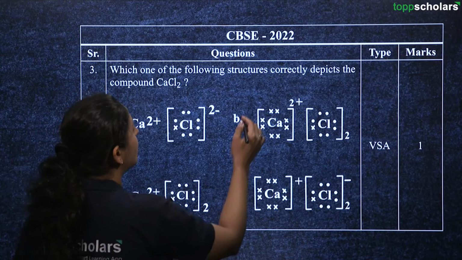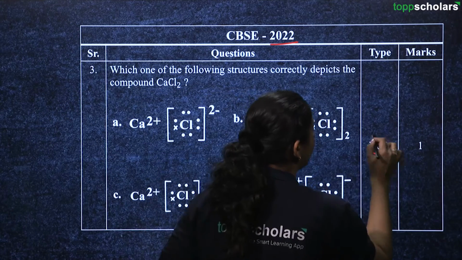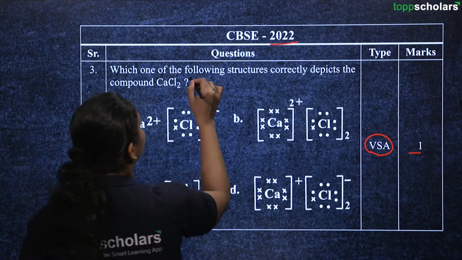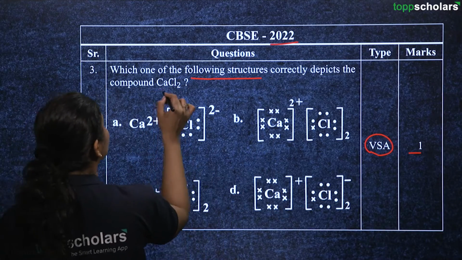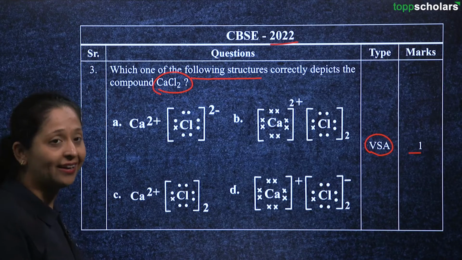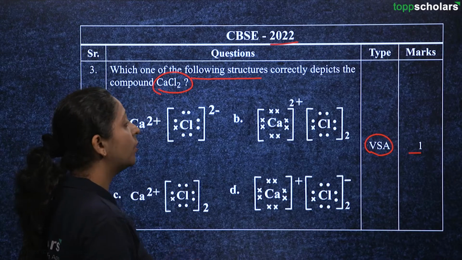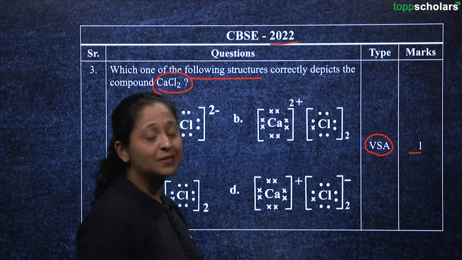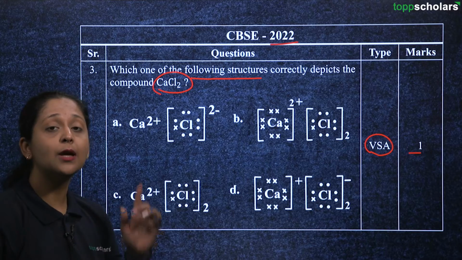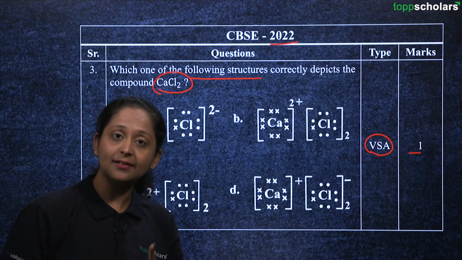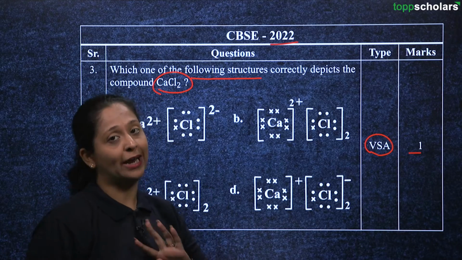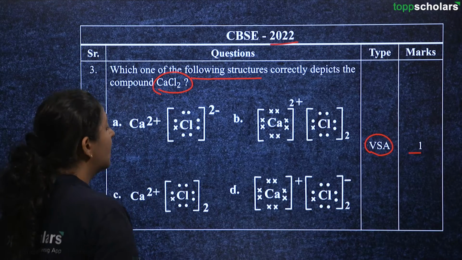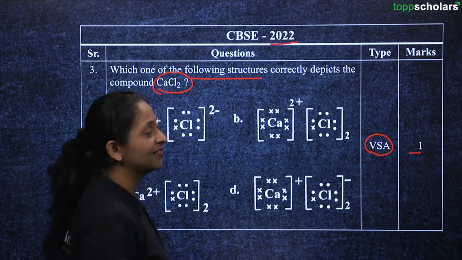So students, this question is from the year 2022, which is a very short answer type question giving you 1 mark. Which one of the following structures correctly depicts the compound calcium chloride? You have to determine which of these is going to correctly depict calcium chloride. You are provided with 4 different options. While solving this question, students, you have to keep in mind the valencies of both calcium and chlorine. If you can easily apply your information about this topic, you can answer the question here.